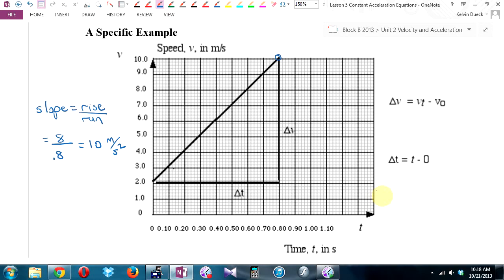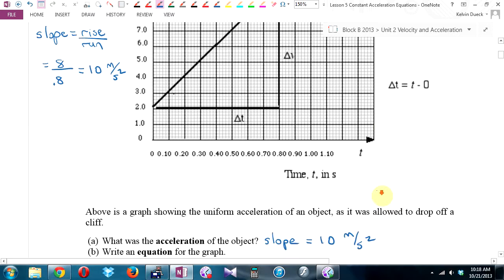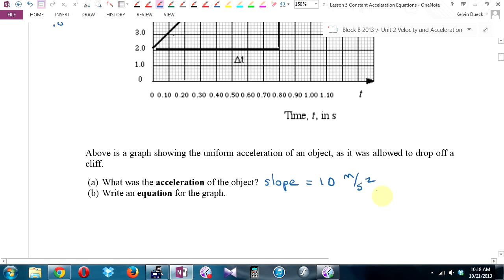What we're going to try to do now is formalize that into an equation so that I don't have to kind of guess at it. In fact, it says write an equation for this graph. Mark, is this graph a straight line? Say yes. So that means it's going to be based on y equals mx plus b. Yes?